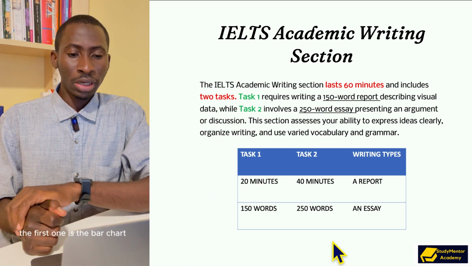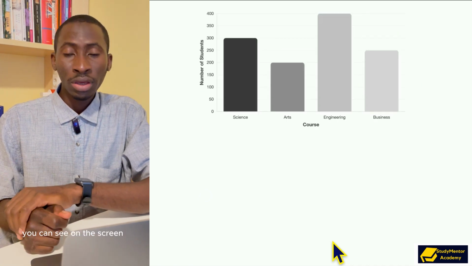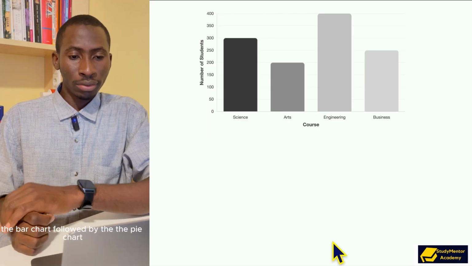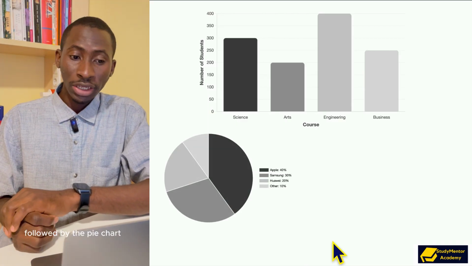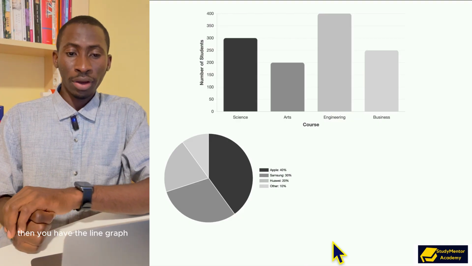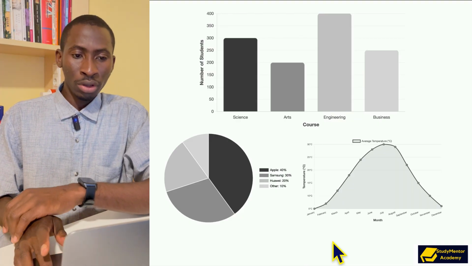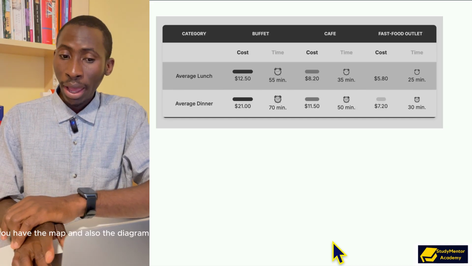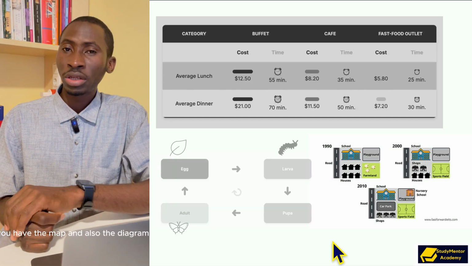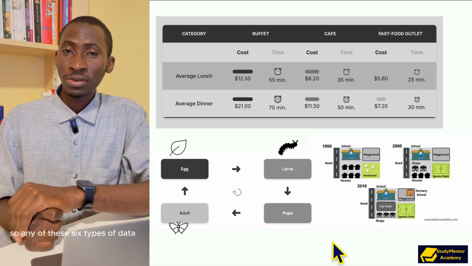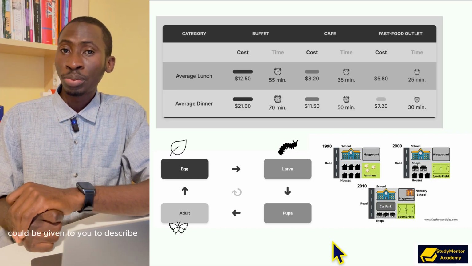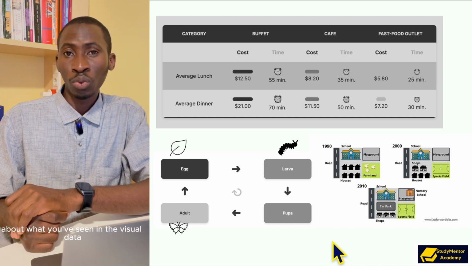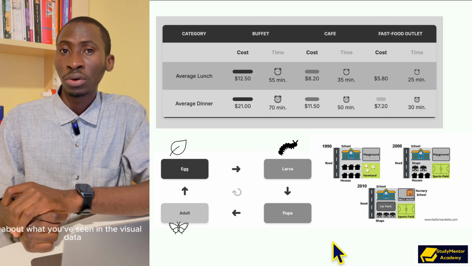Now let me show you some of this visual data. The first one is the bar chart. You can see on the screen the bar chart, followed by the pie chart. Then you have the line graph, you have the table, and you have the map, and also the diagram. So any of these 6 types of data could be given to you to describe or give a report about what you've seen in the visual data.